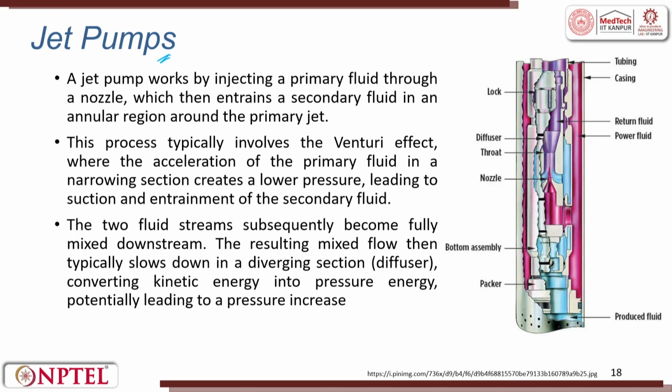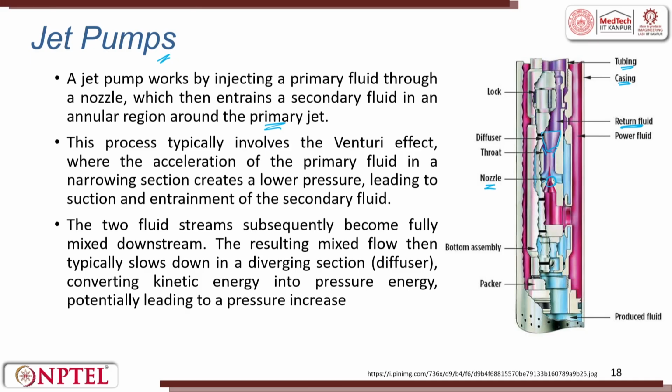The next one is a jet pump. The jet pump works by injecting a primary fluid through a nozzle, which then entrains a secondary fluid in an annular region around the primary jet. So, this is a jet pump, right. You see here is a nozzle and here is a throat. This is a diffuser. Okay. And here is the return fluid, the casing, and this is the tubing which is used in your bore wells.